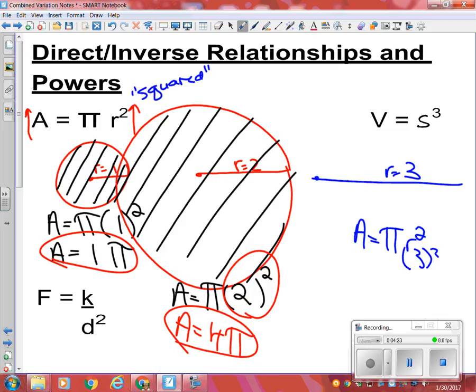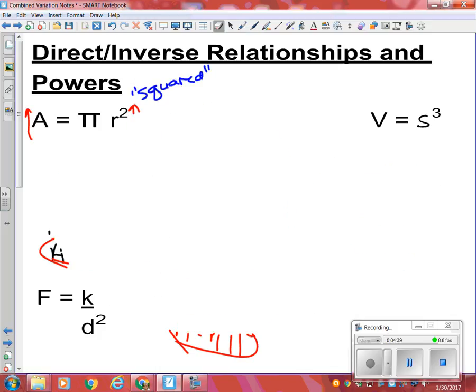Okay? Everybody understand? So today, I want you to be aware that it can still be direct, it can still vary directly, but sometimes we can have powers and it still be a direct relationship. It just won't be linear anymore. Okay, I want to talk about side, volume equals side cubed.